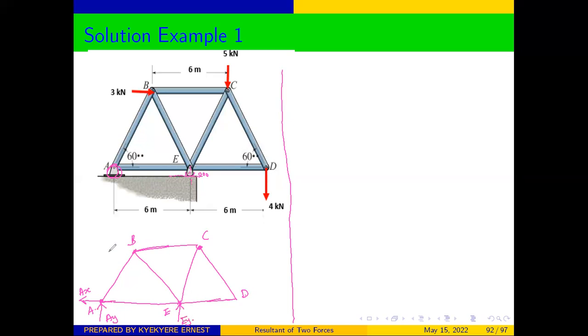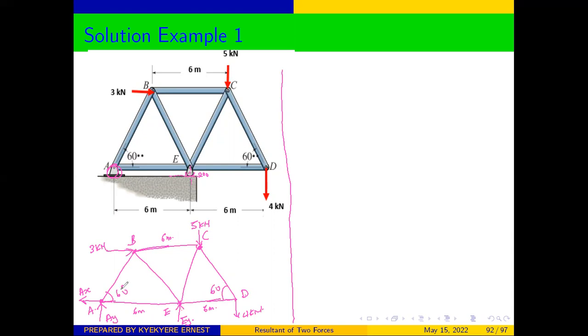And we have a force of 3 kilonewtons here. We have another force here, which is 5 kilonewtons. And then we have another force at E, which is 4 kilonewtons. We are told that the angle here is 60, and the distance from this point to that point is 6 meters. This is 6 meters. This is 6 meters. This angle is also 60.